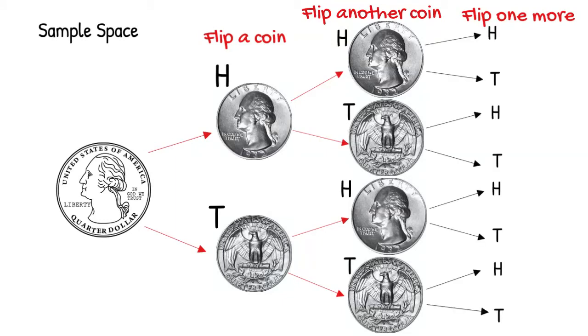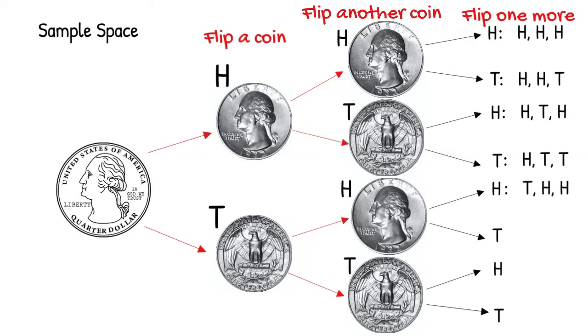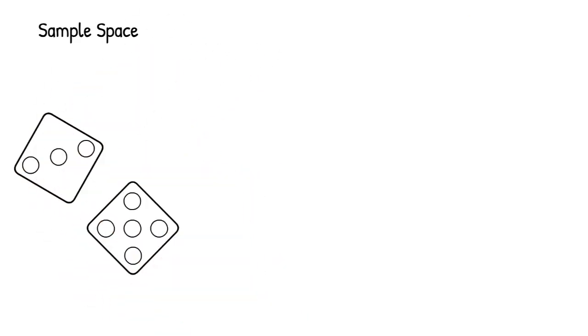Following our sample space, we get heads, heads, heads; heads, heads, tails; heads, tails, heads; heads, tails, tails; tails, heads, heads; tails, heads, tails; tails, tails, heads; and finally, tails, tails, tails. Being able to see the sample space in this way will be very helpful as we dive more deeply into probability. Okay, let's say instead of a coin, we toss a pair of dice.